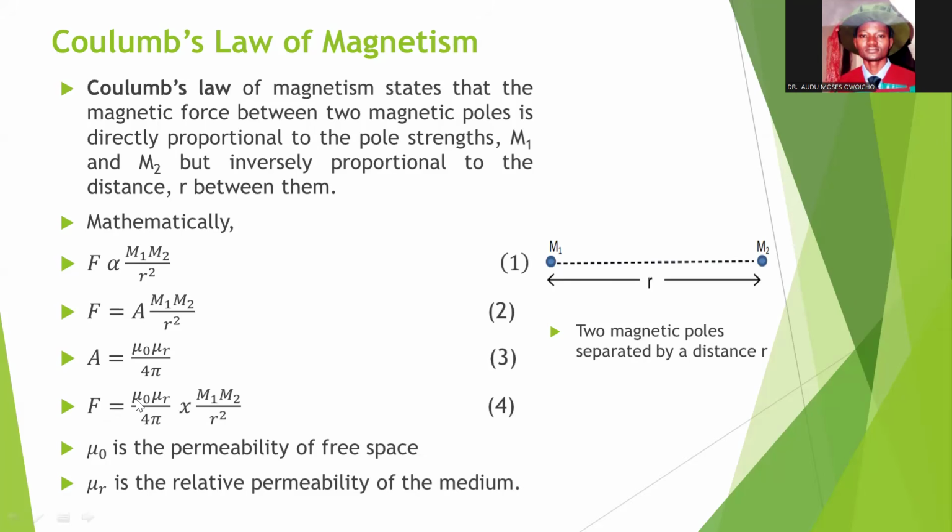The constant here, mu naught, is the permeability of free space, and mu r is the relative permeability of the medium. So these are constants. If we know the pole strength and we know the distance of separation, we'll be able to calculate the force of attraction if the poles are of different types, or the force of repulsion if they are of the same type. So we use equation 4.